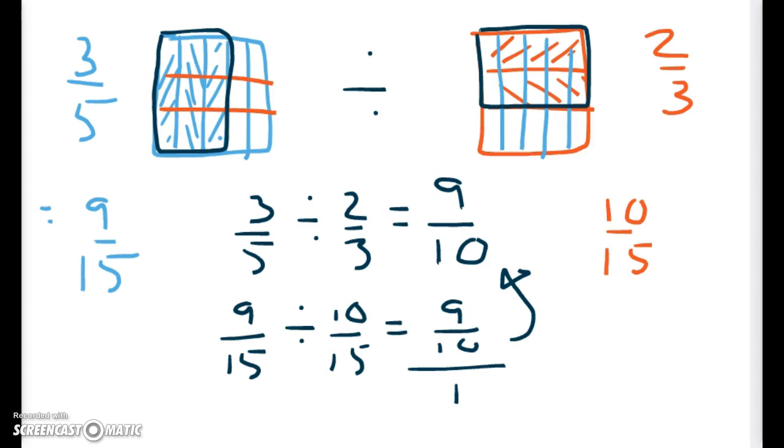Finally, the last thing I want to do is look at how 3/5 divided by 2/3 means multiply by 3/2 gives us 9/10.